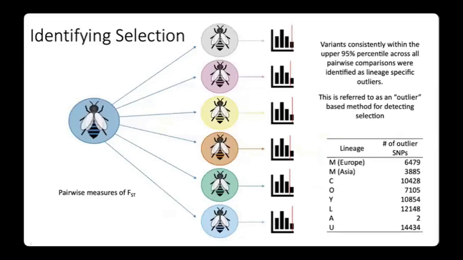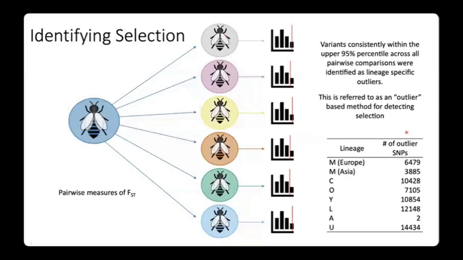So for example, if this is our focal population, we calculate FST at each variable site between each of the pairwise comparisons. We graph those measures of FST and then target the most highly differentiated sites among those comparisons. And more specifically, we're looking for variants that are consistently within the upper 95th percentile for all pairwise comparisons, and we deem those to be lineage-specific outliers. So these are variants that are in high abundance in the focal population, but present at low frequency within the rest of the lineages.